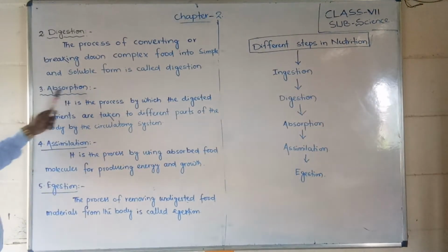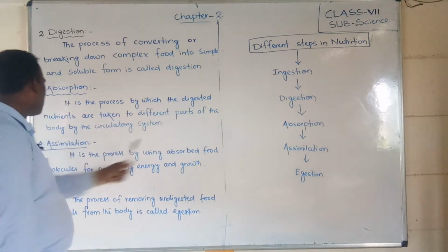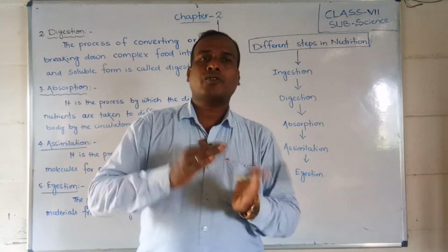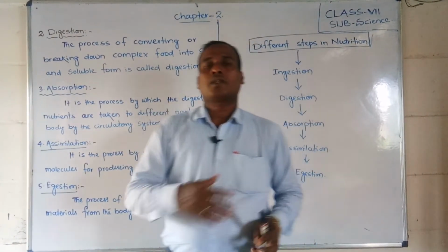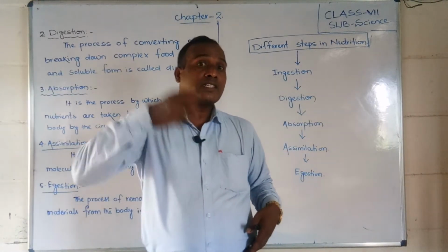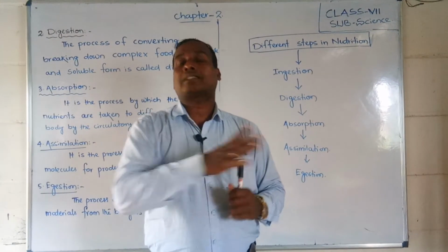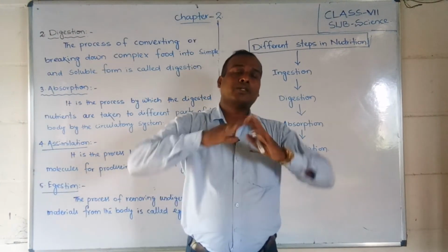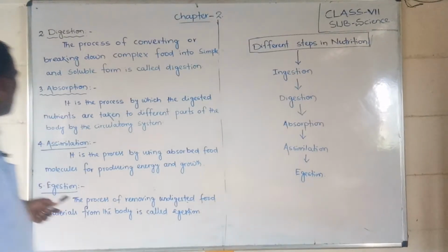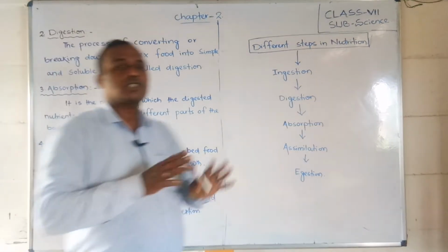The next step is absorption. It is the process by which the digested nutrients are taken to the different parts of the body by the circulatory system. When the digested food goes to the small intestine, there are finger-like structures, which we will study after this. They receive all the nutrients from the small intestine. Then it goes to the different parts of the body and is utilized. That is called absorption, and it goes by the circulatory system.